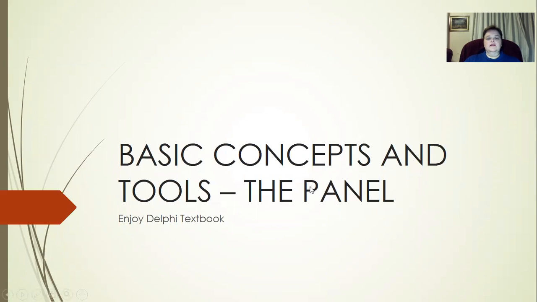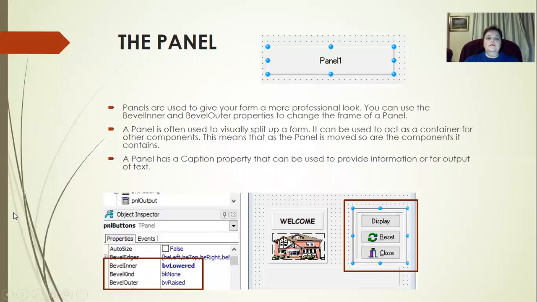Okay, so there are various components that you had already started using before we closed school. You learned about the edit, you learned how to use a label, a button, and a bit button. So today what we're going to look at is the panel. Okay, so the panels are used to give you more information, to give your form a more professional look.